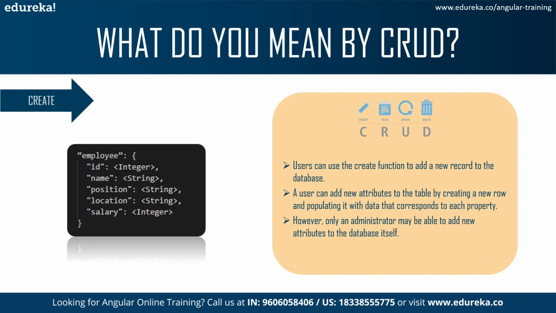Now remember that a row is referred as a record and columns are referred as attributes. Now a user can add new attributes to the table by creating a new record and populating it with data that corresponds to each property. However, in general case scenario, only an administrator may be able to add new attributes to the database.